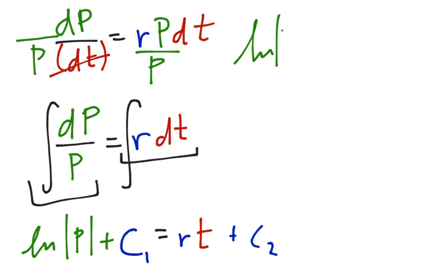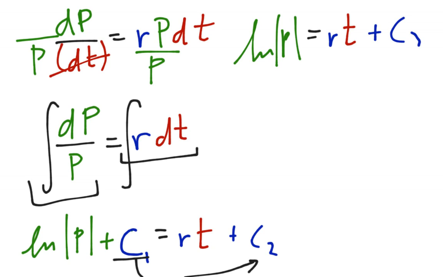So I'll get ln, absolute value of p. Moving this constant to the other side, the c1 and the c2 become a new constant, so I'm going to get rt plus c3, like that. Alright, now how do I get rid of natural log?